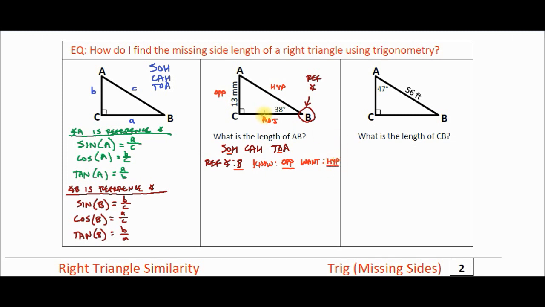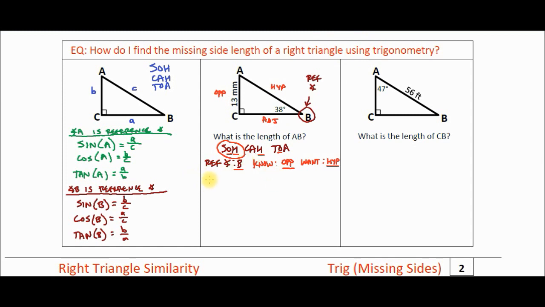So every time you set up a trig problem, you have to figure out what your reference angle is, figure out what side you know and what side you want to know. And since we want to know the hypotenuse, let's underline H and H. Take a look, class. The only trig ratio that has both sides underlined is sine. That means we're going to use sine.